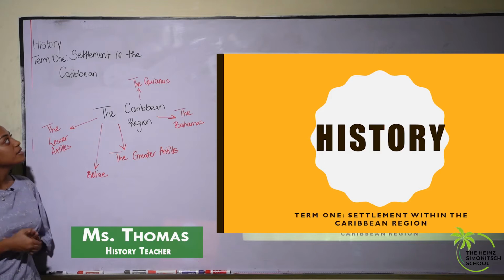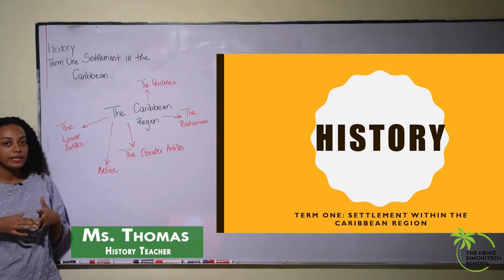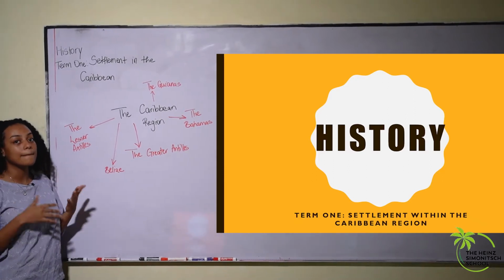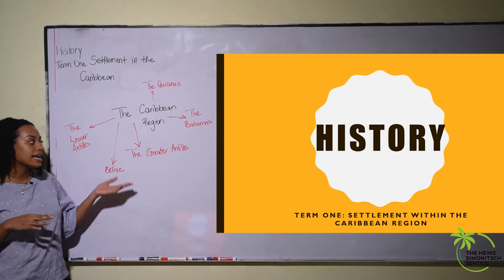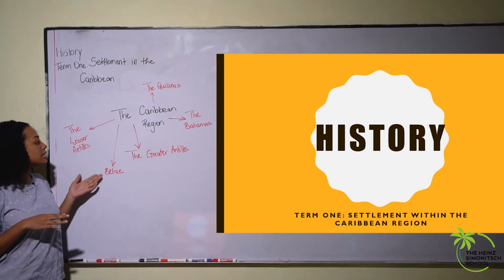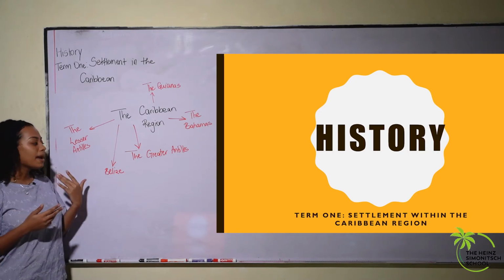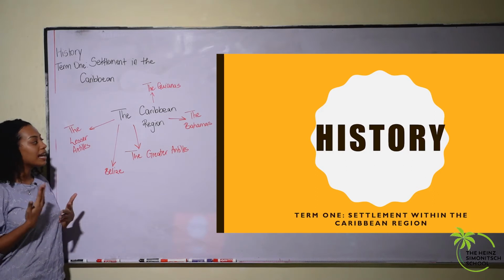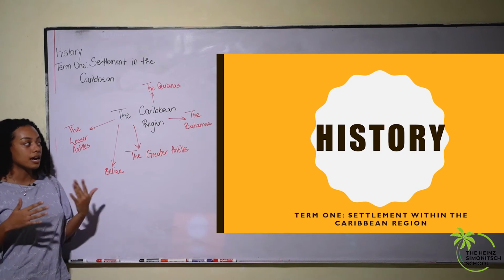So for this term, we're going to be looking at settlement within the Caribbean region. Now before we can think about the settlement, let's think about different areas within the Caribbean, different elements that make up the Caribbean region that we know today. So we have the Greater Antilles, we have the Lesser Antilles, Belize, the Bahamas, and the Guyanas. Now, you might be looking at Belize and you're thinking, okay, isn't this a country? Isn't this an island? Why would it have to be an element or a separate part of the Caribbean region?